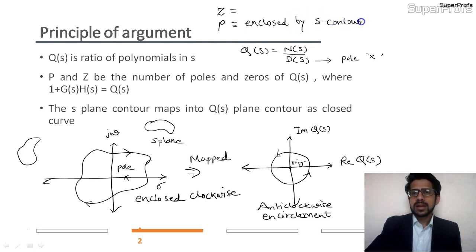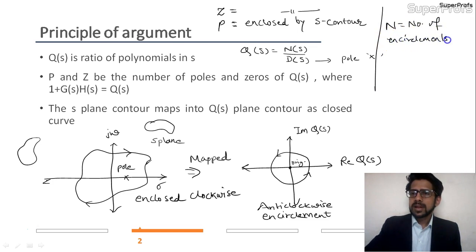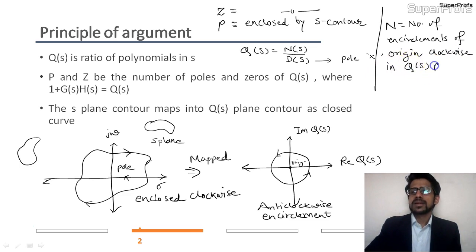This is also the same thing for Z. And let us call N the number of clockwise encirclements of the origin in the Q of S plane. Okay, so that you know.